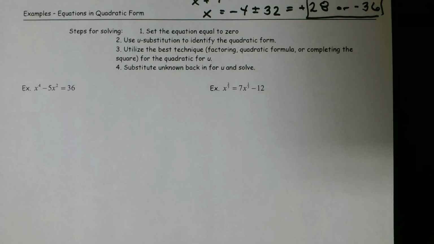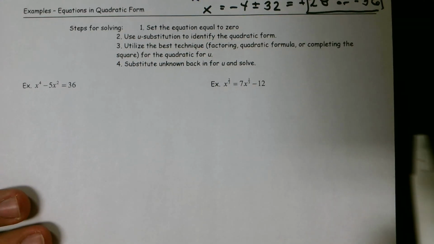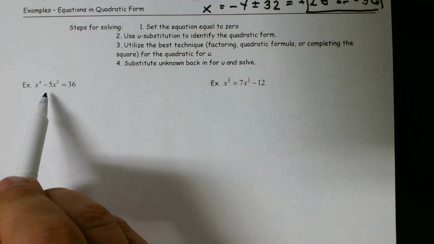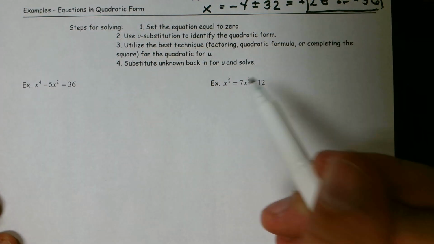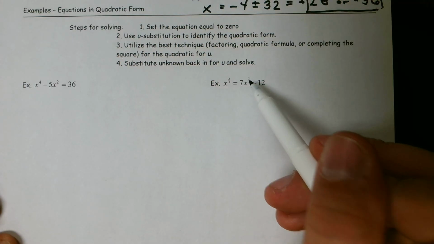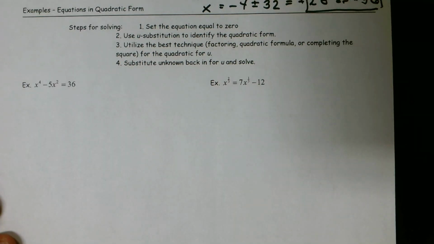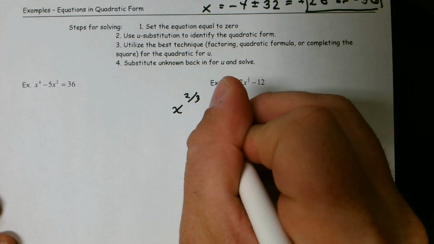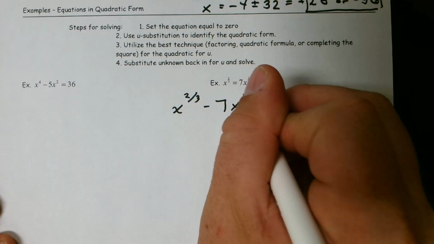Okay, let's jump into solving some equations that look like quadratics, but also have a little disguise to them. I'm going to do the second example again, and I'm going to ask you to come back in a moment, pause your video and do this example. But I'm going to do the one that's a little bit more difficult. You see this exponent is twice as big as this exponent. 2/3 is twice as big as 1/3. So we know it's going to be quadratic-esque, and we can solve it similar to a quadratic.